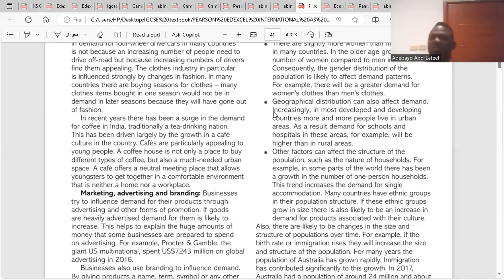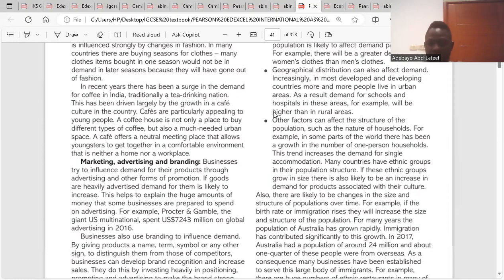so other factors can affect the structure of the population, such as the nature of households. For example, in some parts of the world, there has been a growth in the number of one-person households. This trend increases the demand for single accommodation. Many countries have ethnic groups in their population structure. If these ethnic groups grow in size, there is also likely to be an increase in the demand for products associated with their culture.